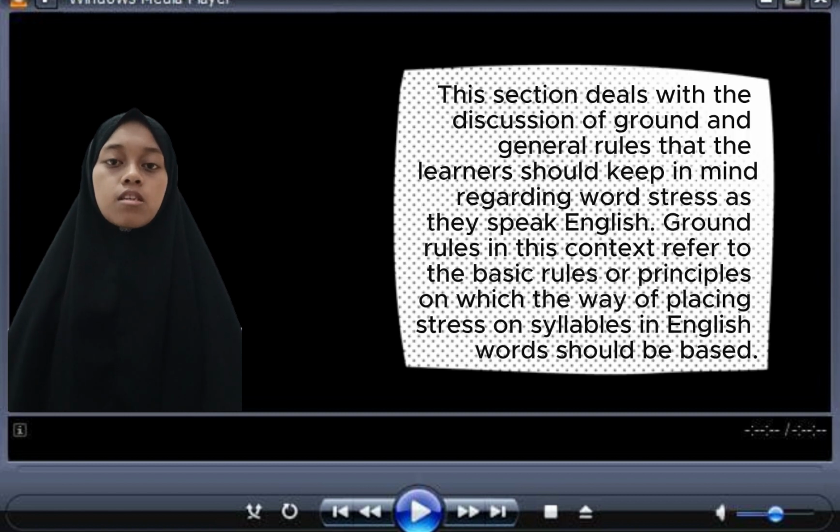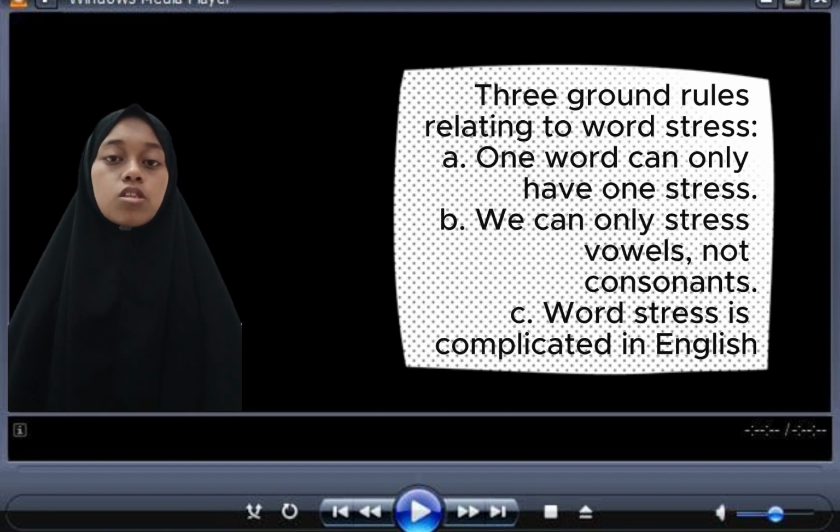This section deals with the discussion of ground and general rules that learners should keep in mind regarding word stress as they speak English. Ground rules in this context refers to basic rules or principles on which the way of placing stress on syllables in English words should be based, on three ground rules relating to words.